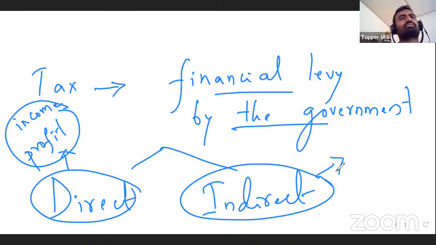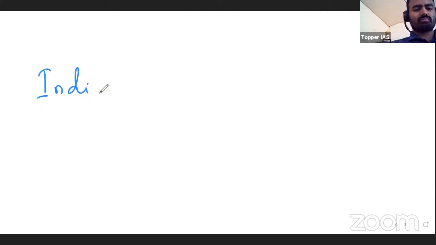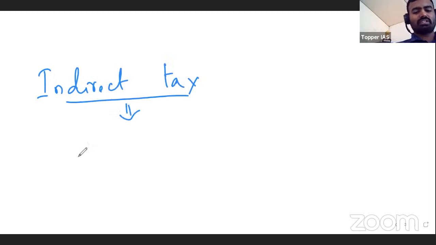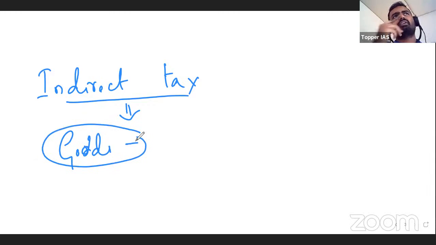In detail, we will study all this in economics. So we have direct taxes and indirect taxes. The goods and service tax that you will find in the editorial is an indirect tax, levied on goods and services. The name itself is goods and service tax. So you should know a certain background on indirect taxes. First we will see it from the economic point of view.